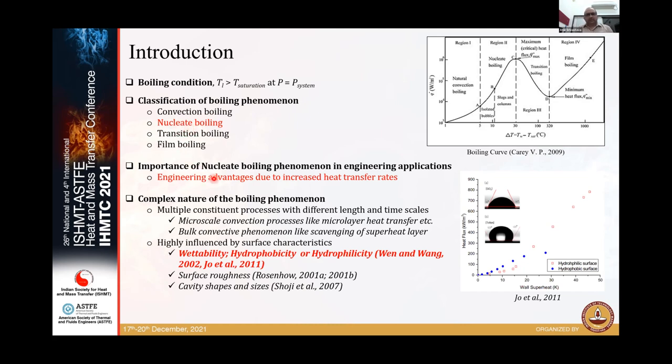We are all aware of the importance of nucleate pool boiling phenomena in various areas of applications. Let us not go into that. This is the standard boiling curve that we have all gone through, at least in our undergraduate and postgraduate courses. But what adds to the complexity of this boiling phenomenon is the mutual interaction of various subprocesses that occur at various length scales as well as time scales. When I talk about length scales, you have micro-scale convection processes, like micro layer heat transfer. This is also coupled intricately with macro-scale subprocesses, like the scavenging of the superheated layer or the quenching phenomena.